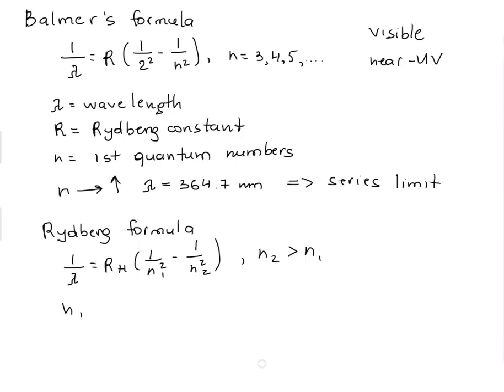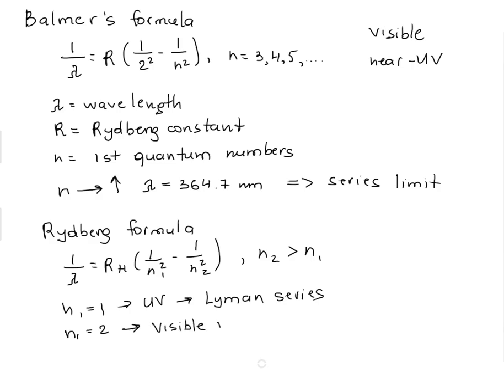So when N1 is equal to 1, this falls in the UV region, the ultraviolet region, and we call it the Lyman series. When N1 is equal to 2, this equation reduces exactly to Balmer's formula. So we call it the Balmer series in the visible region.